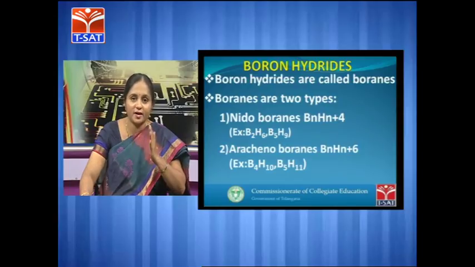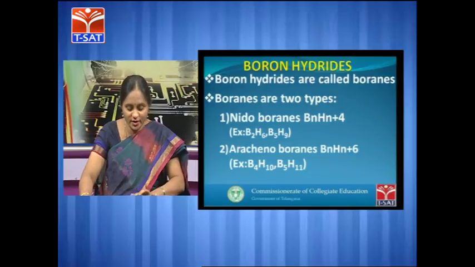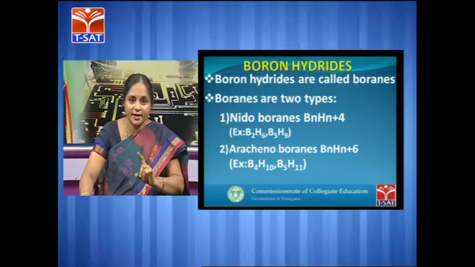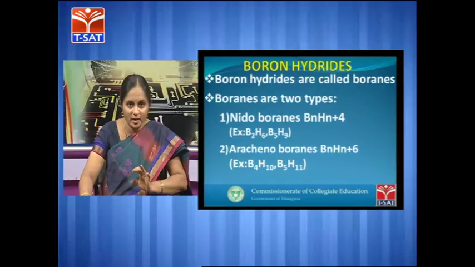It indicates it comes under nidoboranes, that is BnHn+4. So pentaborane 11: that 11 indicates the number of hydrogen atoms. So naming of the boranes is also very, very important. Among diborane and higher boranes, pentaborane 9 and B4H10 are in our syllabus, so we have to discuss the structures of those compounds.